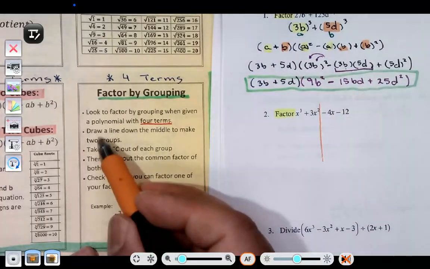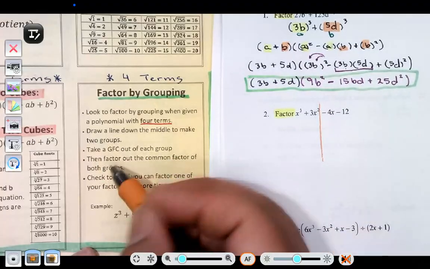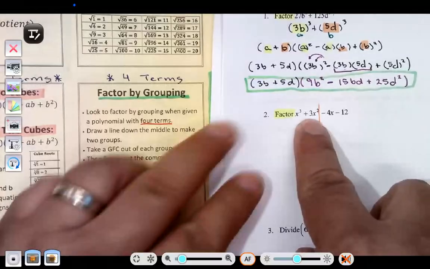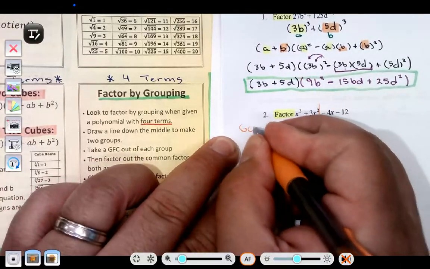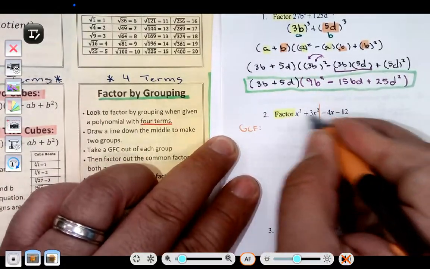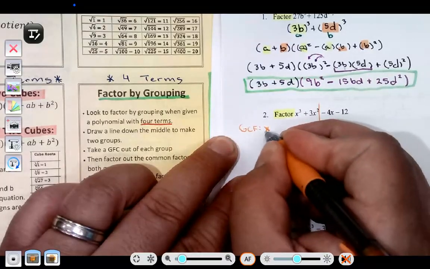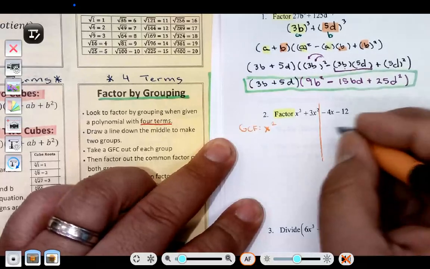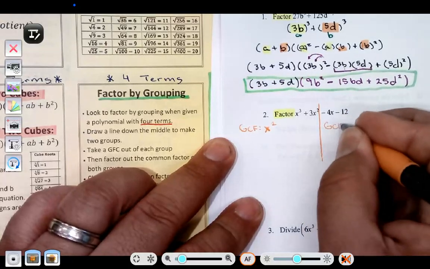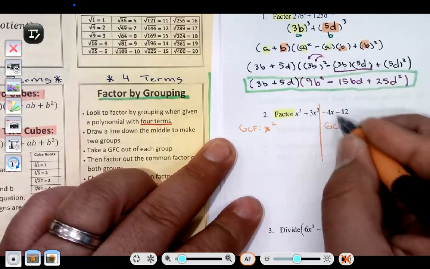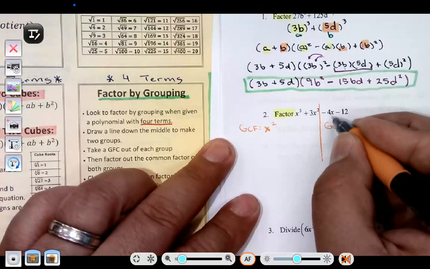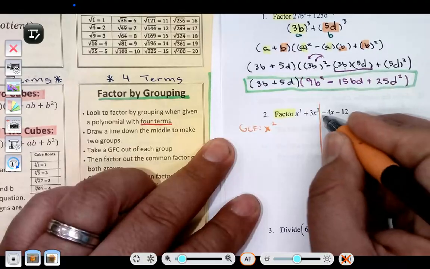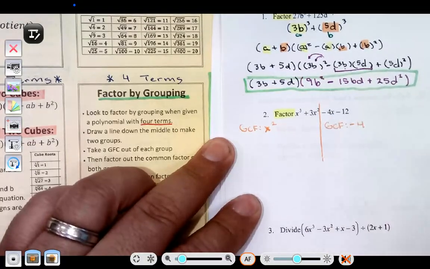So it says draw a line down the middle. Okay, we did that. Take the GCF out of each group. So when I look at this one, the first one has a GCF. Well, let's see, they both say x, so I'm going to write x. But I can take out 2 of them. We take the smaller amount out. On this one, I'm going to think about the GCF here as well. And there is no letter, but the number that divides a 4 and a 12 is the number 4. And if they're both negative, well, then I'm also going to take out the negative.